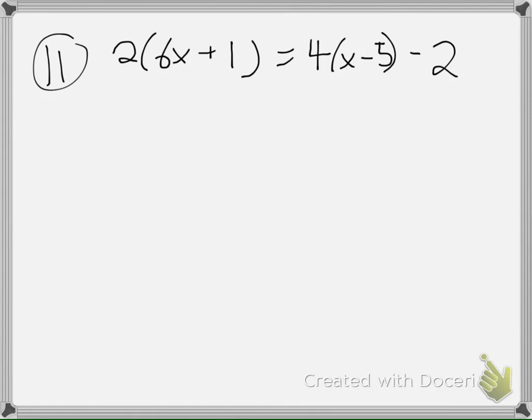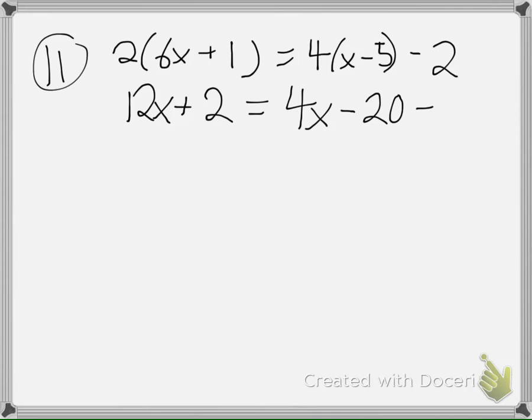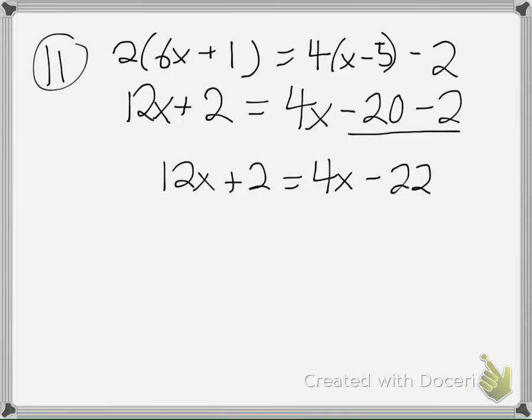So, on the left-hand side, I have to do distributive property. James, you need to put the book away right now. So on the left-hand side, we'll do distributive property, which gives us 12x plus 2. On the right-hand side, we have 4x minus 20 minus 2. Now, on the right, we can still simplify more. Those are like terms. Negative 20 and negative 2 make negative 22, so minus 22. So I get 12x plus 2 equals 4x minus 22.